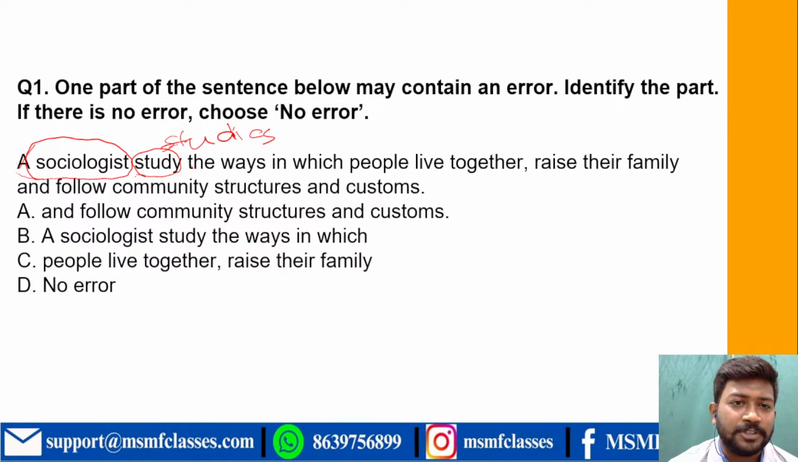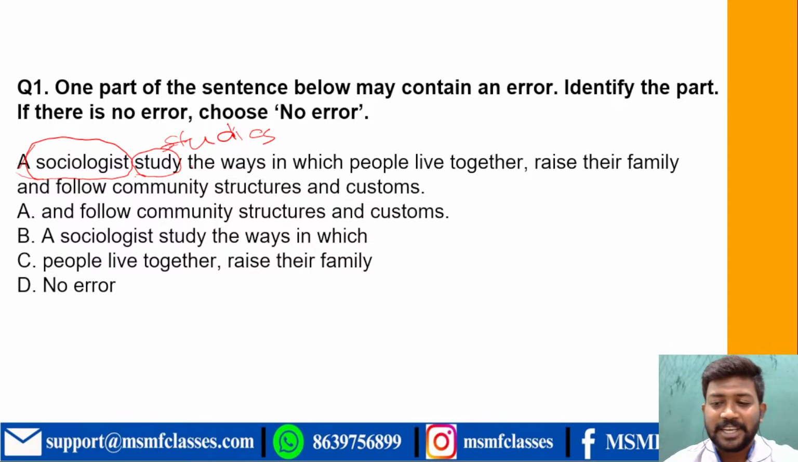Soumya has opted for C, but there is no error in option C. Sorry, Gautam has opted C, but there is no error in option C. The answer is A actually. I mean, the answer is B actually. A sociologist studies. It's not study. Thanks for commenting your answer.